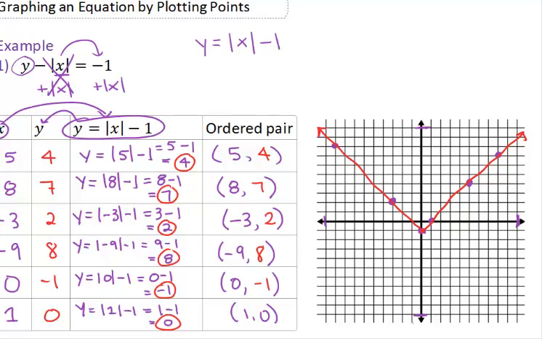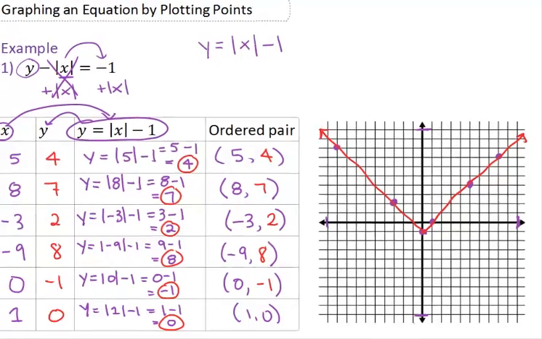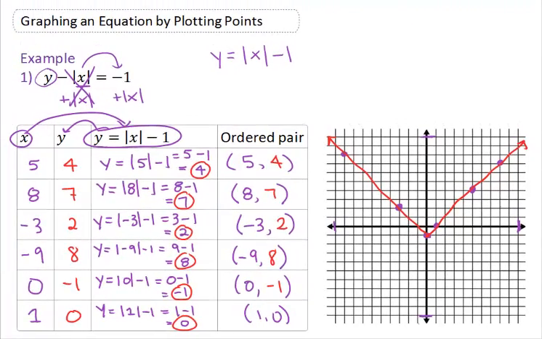Now I'm going to show you how to check these graphs on your graphing calculator, but I'm just going to show you the basics of graphing with your graphing calculator. I'm not going to show you any neat tricks at this point. Okay, to graph things on the calculator, you definitely need to make sure that you have your equation solved for y, which we do here, and our equation is y equals the absolute value of x minus 1.